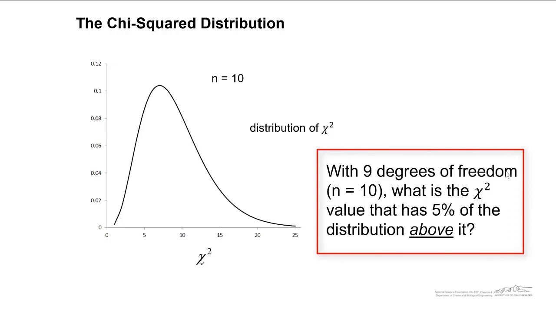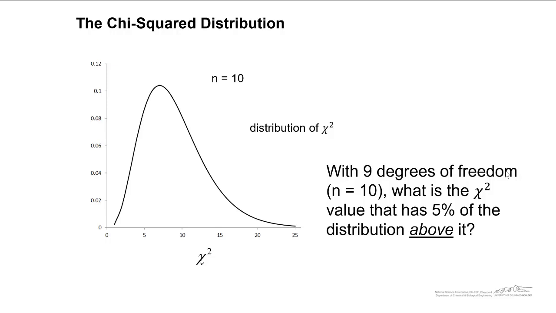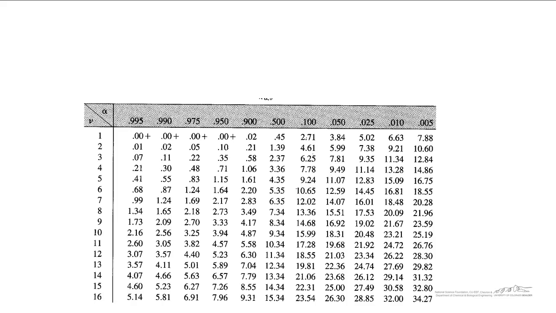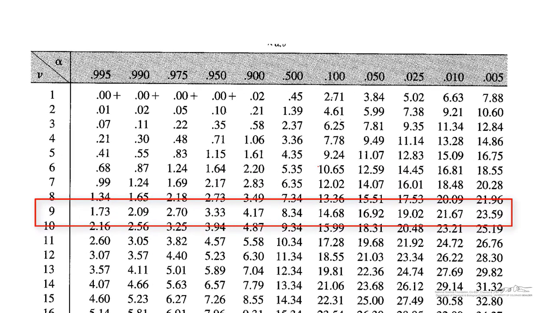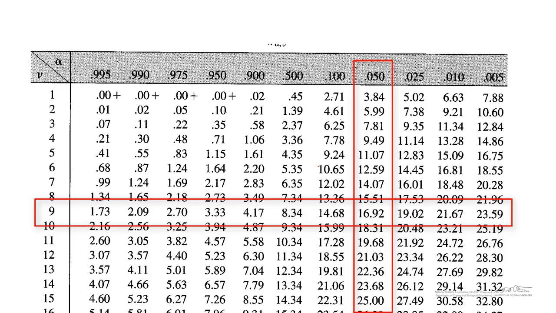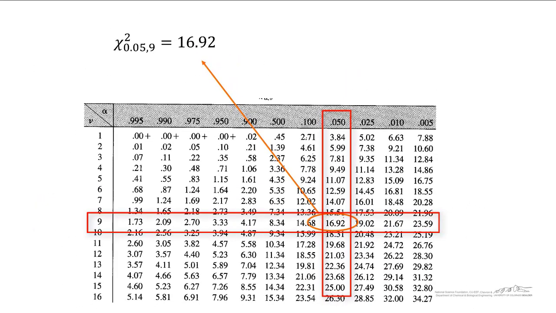With 9 degrees of freedom, what is the chi-squared value that has 5% of the distribution above it? So what we're trying to find in this example is what value of chi-squared has 5% of the distribution above it. And so we usually put a subscript 0.05, meaning that's the chi-squared value that has 5% above it. In order to do this, we can use the tables in the back of your book in Appendix A. We have 9 degrees of freedom, so that's new in this table. We want to determine 5% to the right, so we're going to look up 0.05 and 9 degrees of freedom, and we see that that's 16.92.